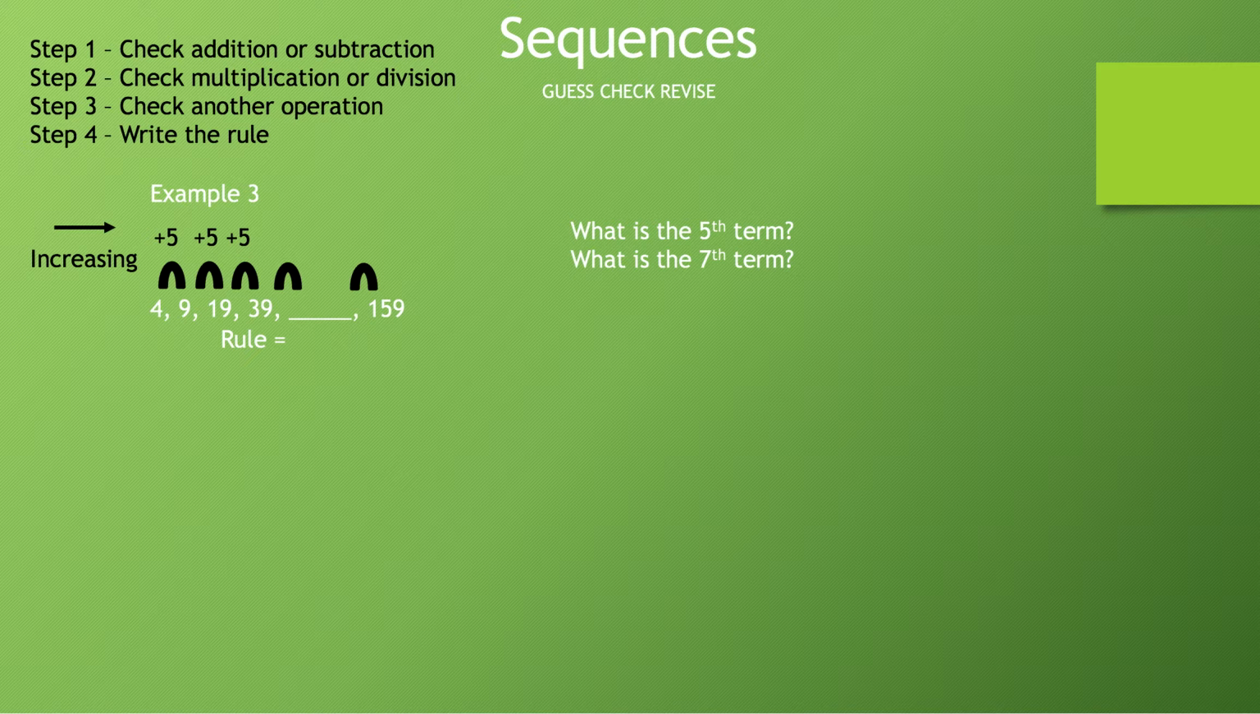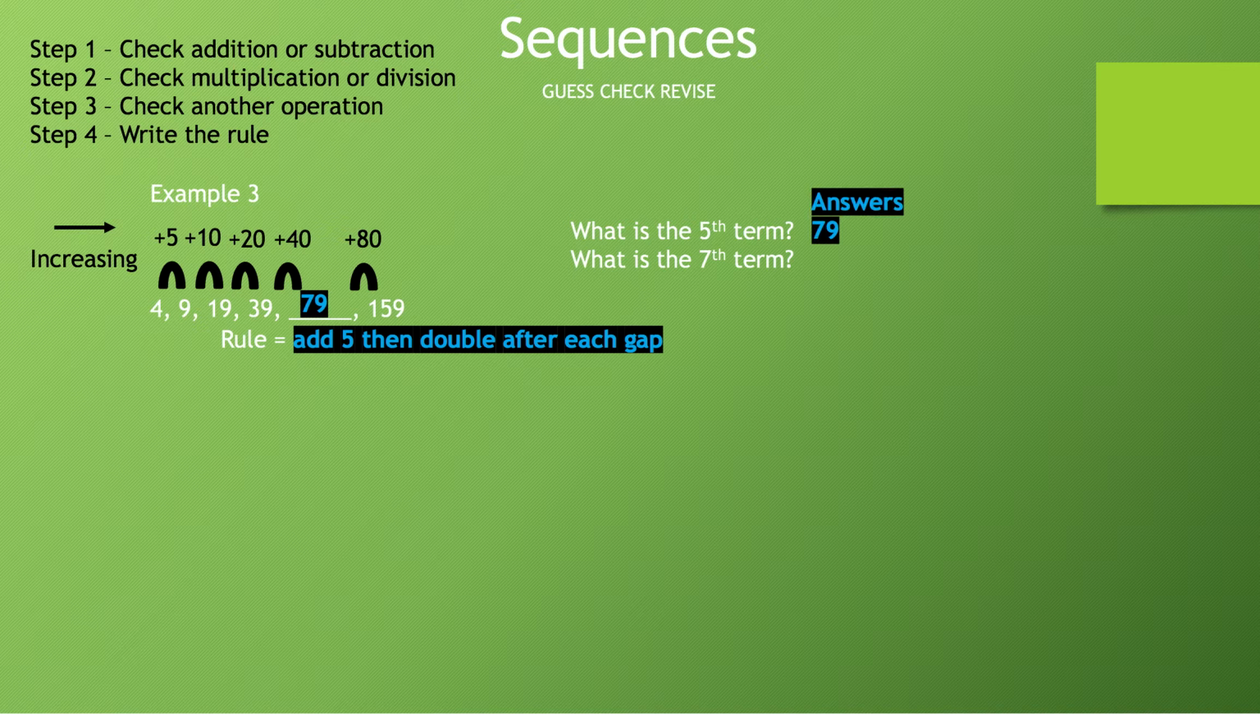At that point, you might want to find the gaps in between each term and see if it looks like a pattern. If we do that, we get 5, 10, 20, 40. Oh, look, there's a pattern. 5 times 2 is 10. 10 times 2 is 20, and so on. If we add 40 to 39, we get 79. That means my rule is add 5, then double after each gap, or something similar. Then let's take a look at the fifth term, 79, and the seventh term, 319.